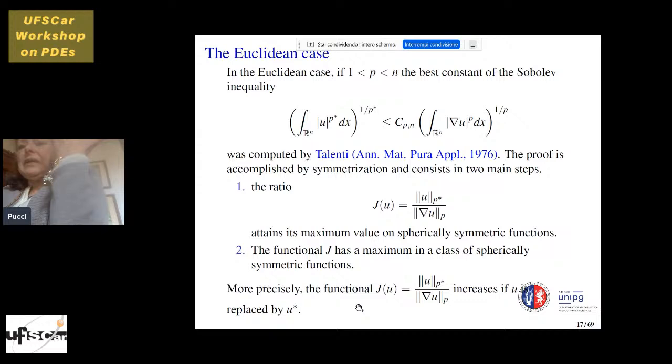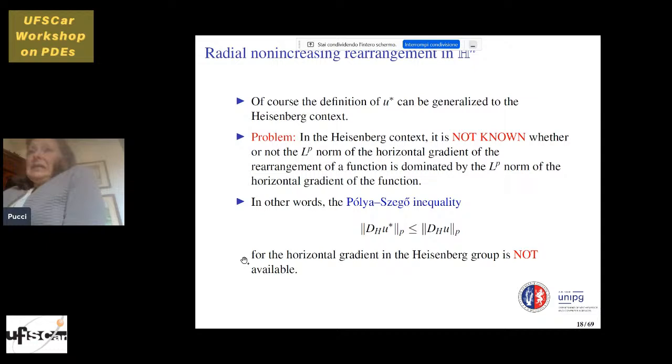Okay. u star, as I said before, can actually be generalized, but what is an open problem in the context of the Heisenberg group is that it's not known whether or not the L^p norm of the horizontal gradient of the rearrangement of a function is dominated by the L^p norm of the horizontal gradient of the function. So, in other words, the Pólya-Szegő inequality with the horizontal gradient in the Heisenberg group is not available.